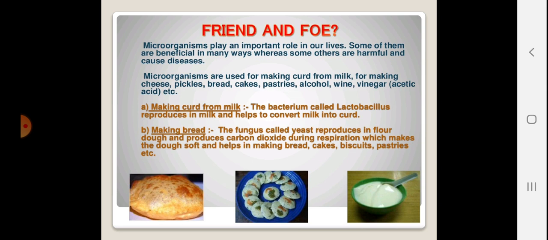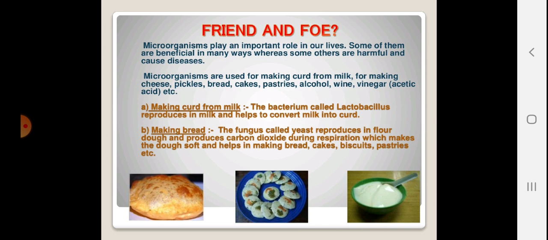So let's see the first use: making curd from milk. As I already mentioned, the bacterium called lactobacillus reproduces in milk and helps to convert the milk sugar lactose into curd. So every day when we use curd or buttermilk, it is produced from milk with the help of lactobacillus bacteria.